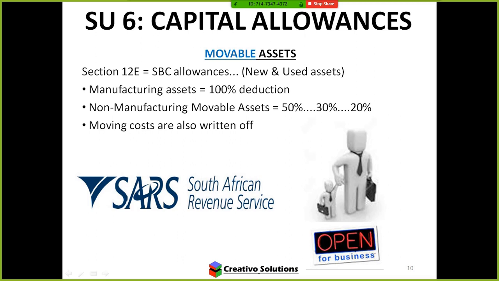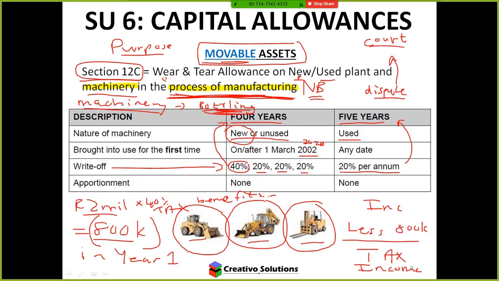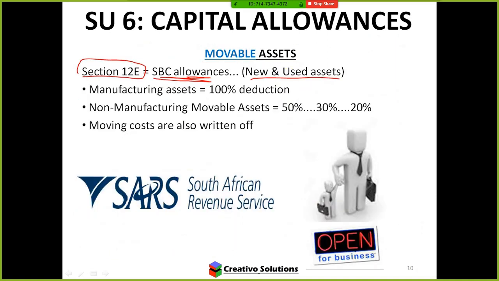So that was section 12C. Section 12E, what is this looking at? SBC allowances, new and used. Earlier we spoke about any type of business. Section 12C relates to any business. Section 12E relates to what? An SBC. What determines an SBC? Do you remember?